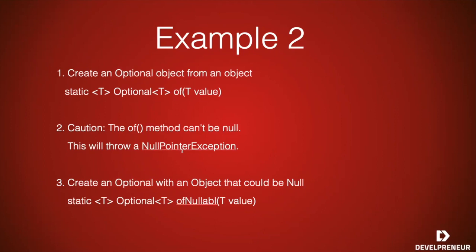And then the third piece we're going to look at in the second example is creating an optional with an object that could be null. So we're going to look at converting an object to an optional. We're going to look at some of the issues of how we could get a null pointer exception. And then we're going to look at creating an optional with nullable. So we're actually going to show how to create an optional showing the intent that it could contain nullable values.